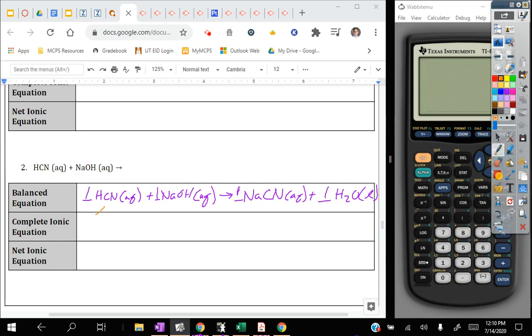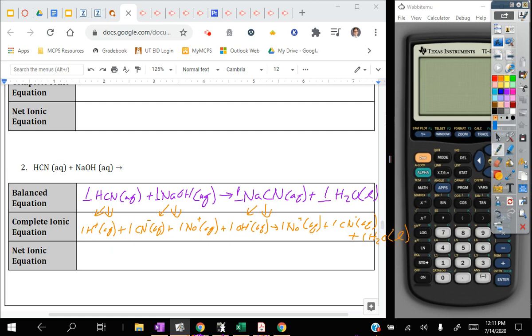Then again, we're going to try and split up our aqueous components. And we're going to get 1 mole of H+ aqueous plus 1 mole of CN- aqueous plus 1 mole of Na+ aqueous and 1 mole of OH- aqueous. And then we form 1 mole of Na+ aqueous, 1 mole of CN- aqueous, and then our 1 mole of water, which does not dissociate because it is a liquid.